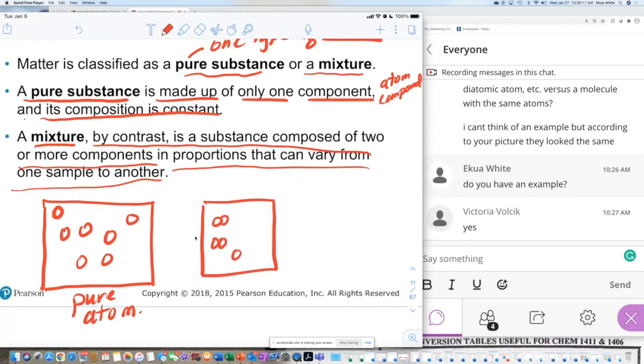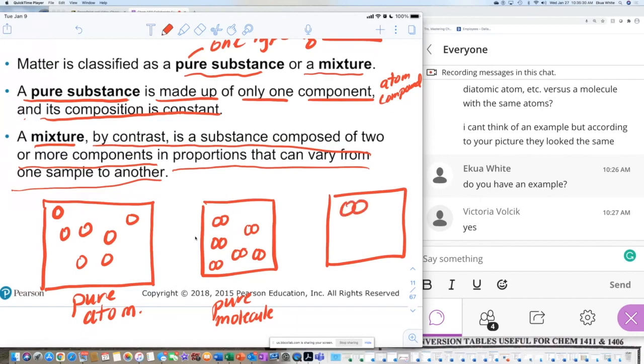Pure molecule. Same structure over and over again. Pure molecule. Let me show you a pure compound. Pure compound. I kind of mix this up, I'm trying to keep it simple, right? Pure compound, pure compound. You just have the same thing over and over again, right?